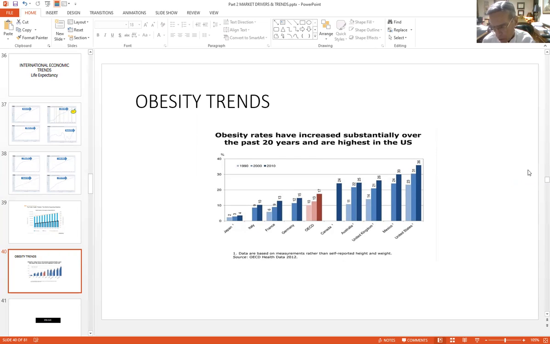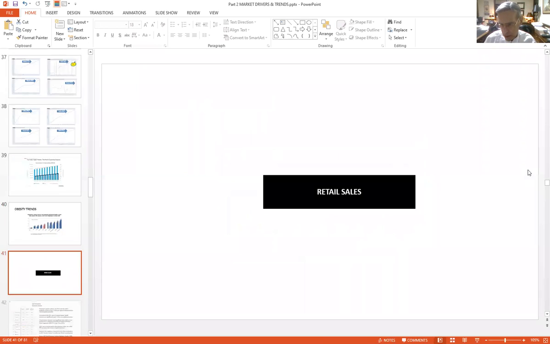The next highest is Mexico, by the way, and it's rather interesting because those also are the two countries where consumption of carbonated beverages is the highest. So the US and Mexico, folks in those countries like carbonated beverages and sweet things.